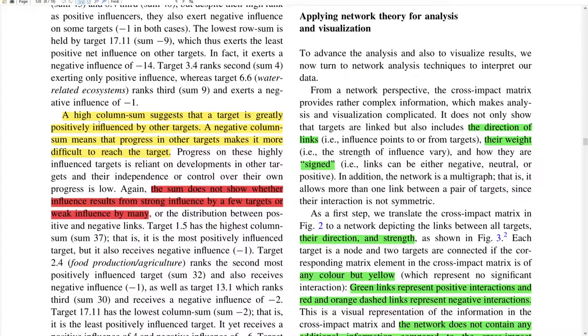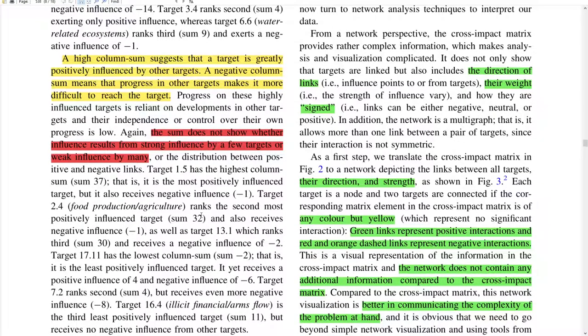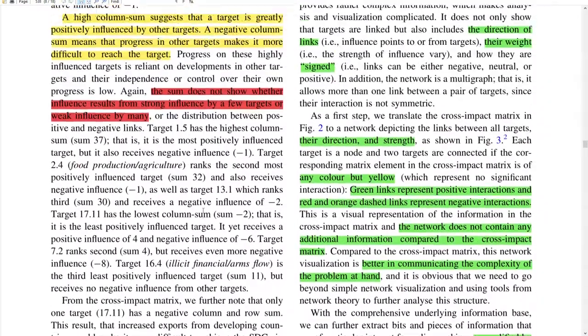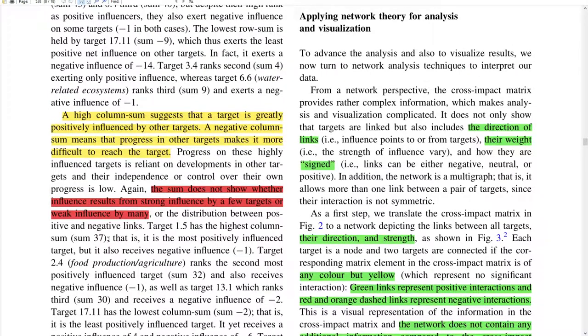And this is what they're explaining here. A high column sum suggests that a target is greatly positively influenced by other targets. A negative column sum means that progress in other targets makes it more difficult to reach the target. And also the sum makes us lose some information here, because it doesn't tell us if the influence results from a strong influence by a few targets or weak influence by many negative or positive targets. So we get kind of an idea on the systemic perspective, but we're losing some information.